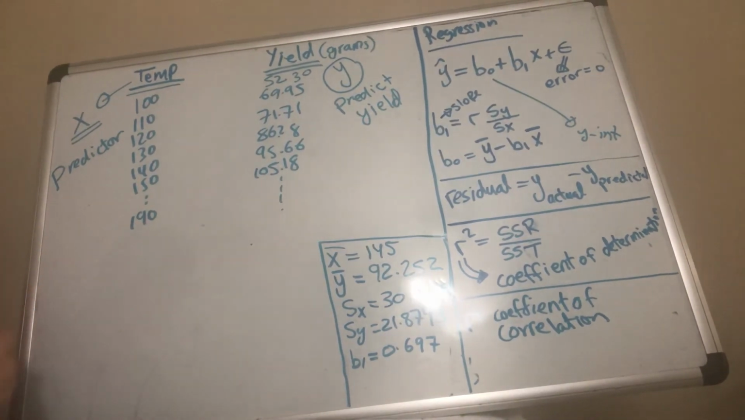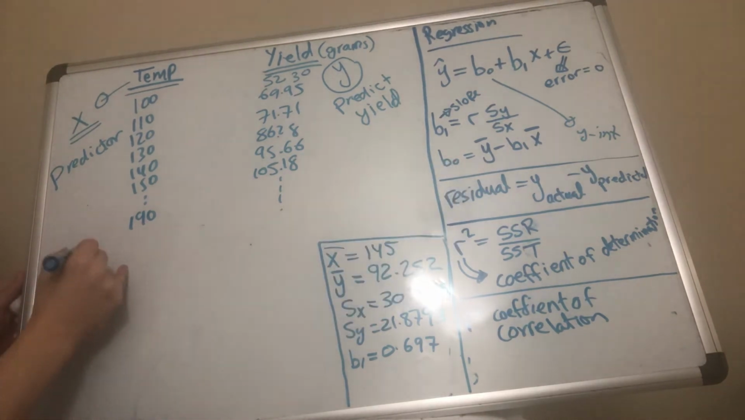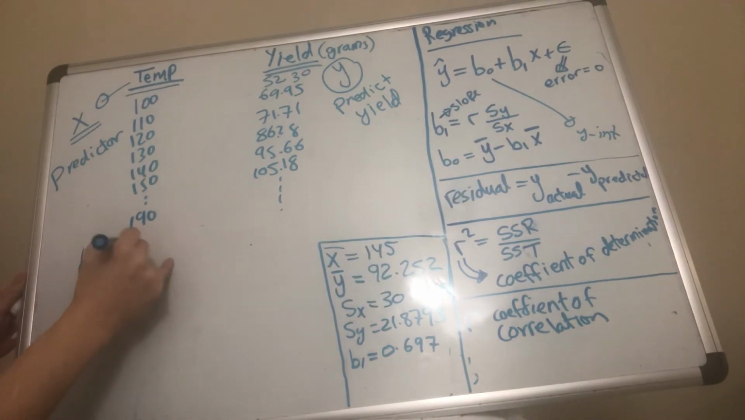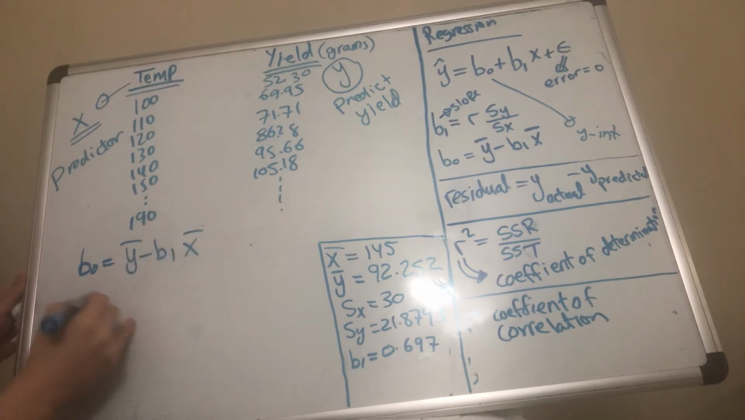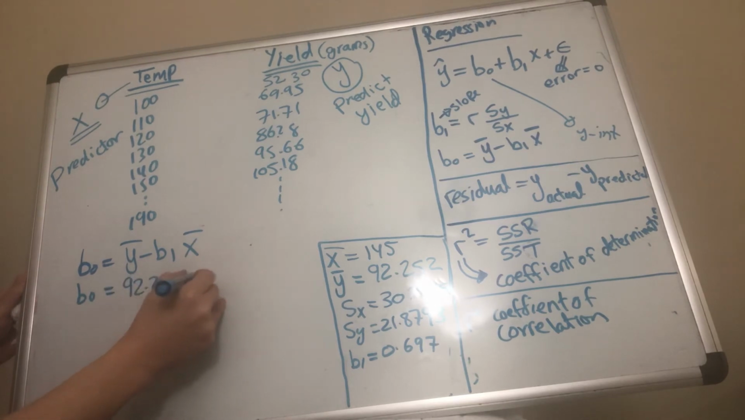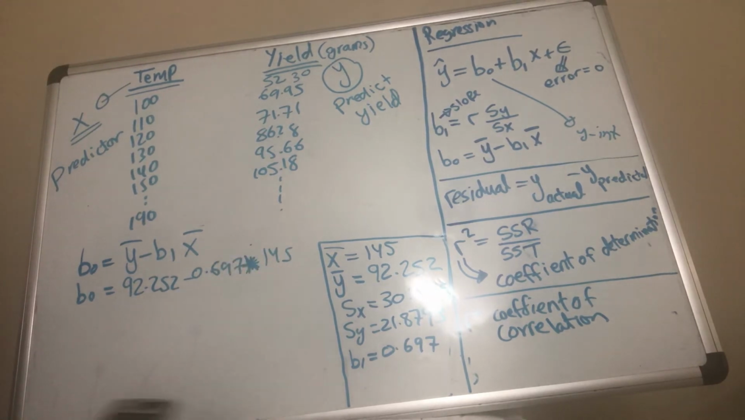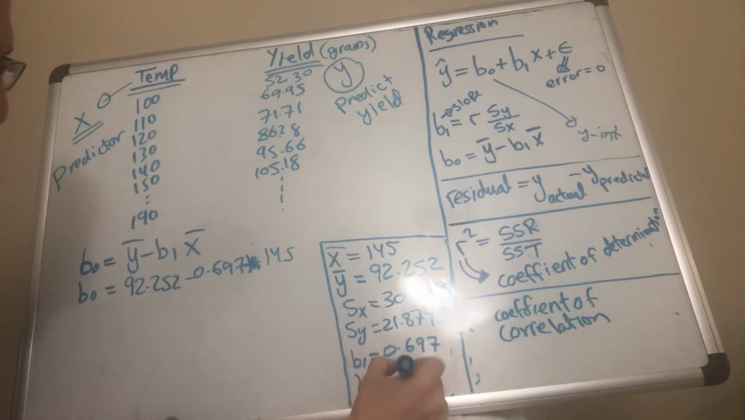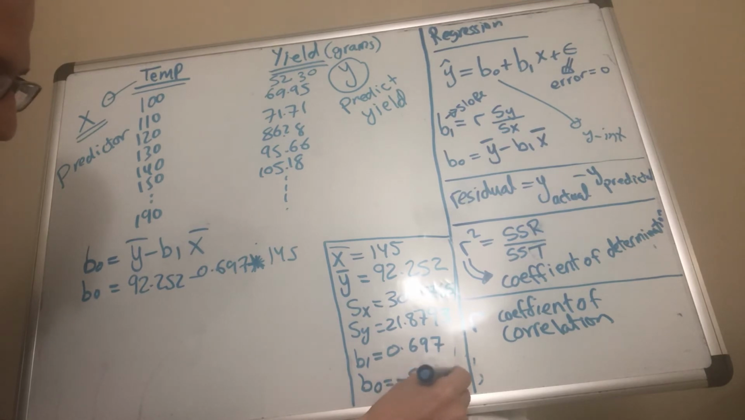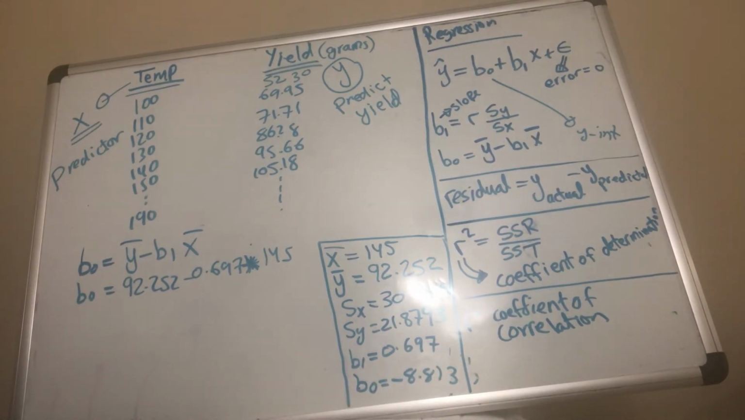There's also a formula for B0. This is the formula for the intercept. You take average y minus slope times average x. Both averages I have, so 92,252. Slope is 697, and my x bar is 145. So 92,252 minus 697 times 145. That gives me a B0 of minus 8813. So that would be my B0.